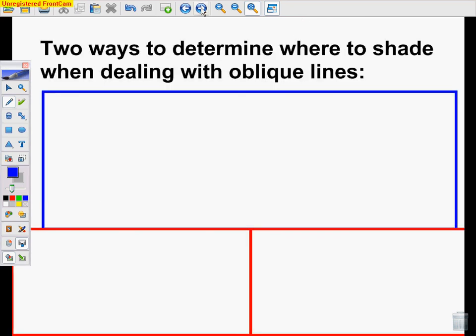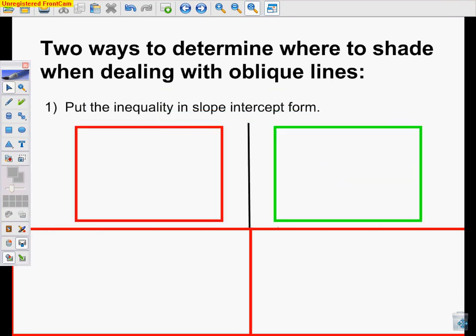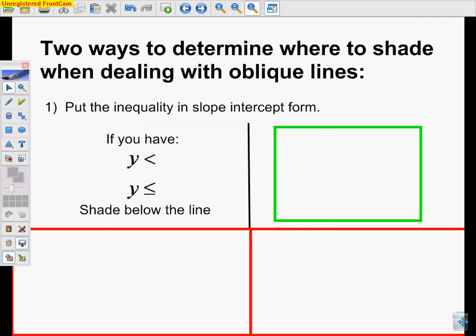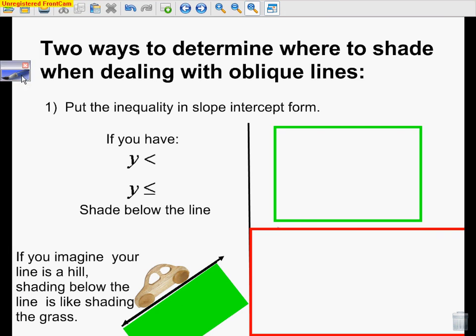All right. Now, we're not always going to be dealing with vertical and horizontal lines. Sometimes we'll be dealing with oblique lines. Two ways to determine where to shade when dealing with oblique lines. First way, you could put the inequality in slope-intercept form. If it's in slope-intercept form and you have less than or equal to, you would shade below the line. And I think of shading below the line as this. If you imagine your line is a hill, shading below the line is like shading the street or the grass.